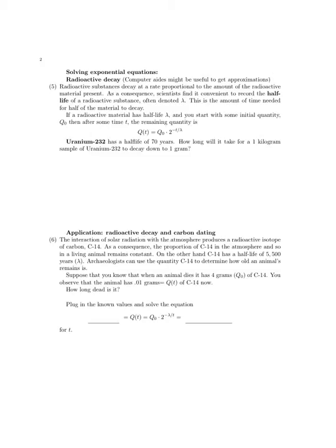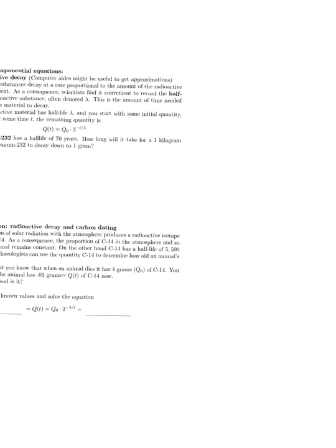If a radioactive material has half-life lambda, and you start with some initial quantity q0, then I claim that after some amount of time t, the remaining quantity is given by the initial quantity, and then just figure out how many times you need to divide by 2. And that turns out to be 2 to the negative t over lambda. So maybe I'll motivate that statement a little bit to the side.